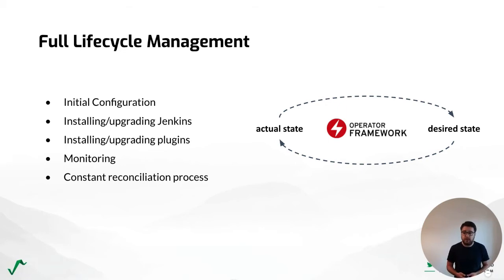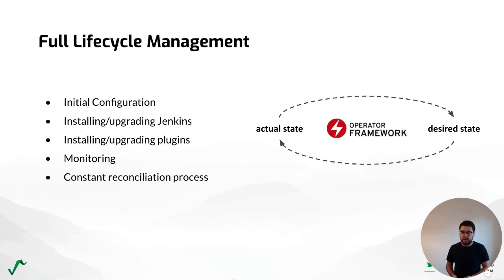What does it mean? Thanks to the operator framework, which provides such a capability, we can automatically reconcile the actual state of Jenkins, which is the snapshot of the service, including configuration, running jobs, everything which has been configured. And on the other hand, we have the desired state.